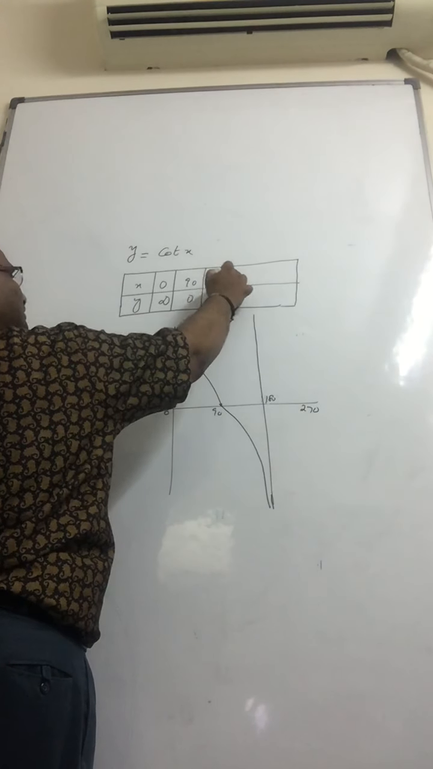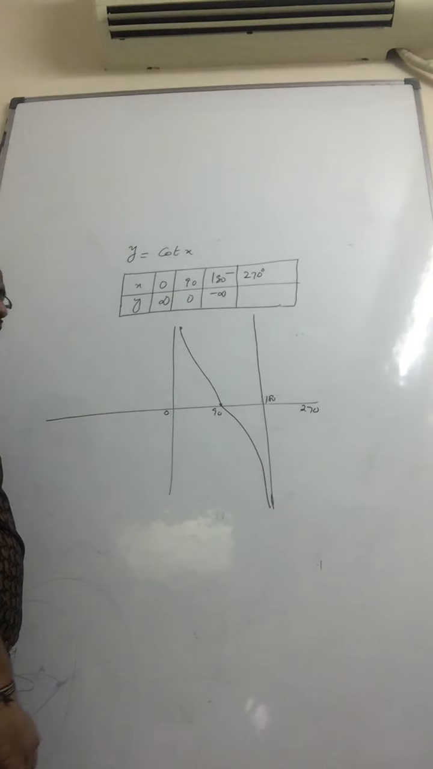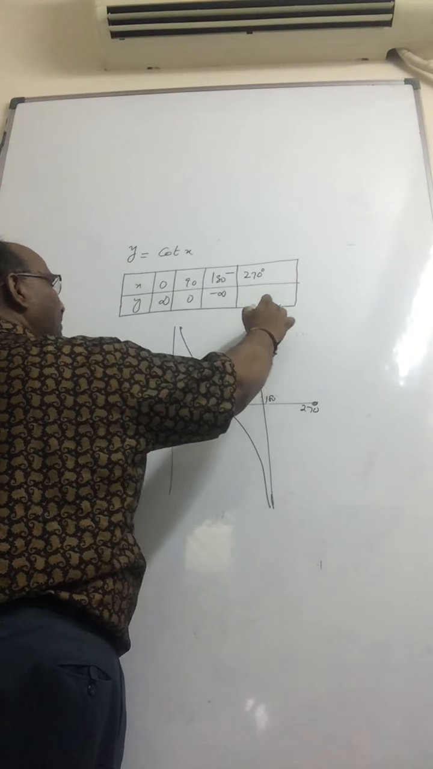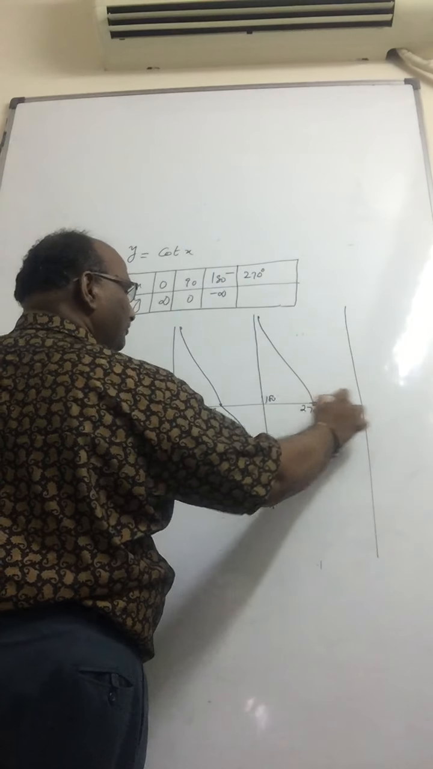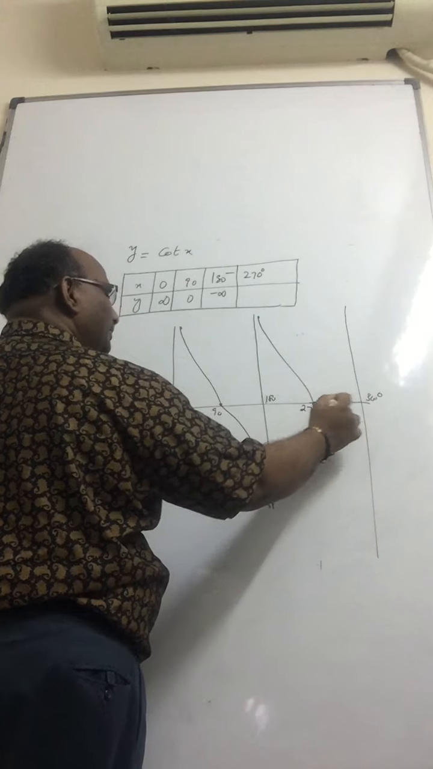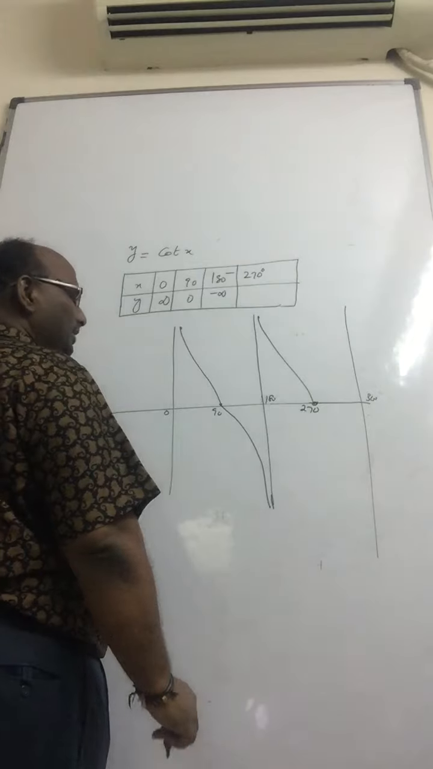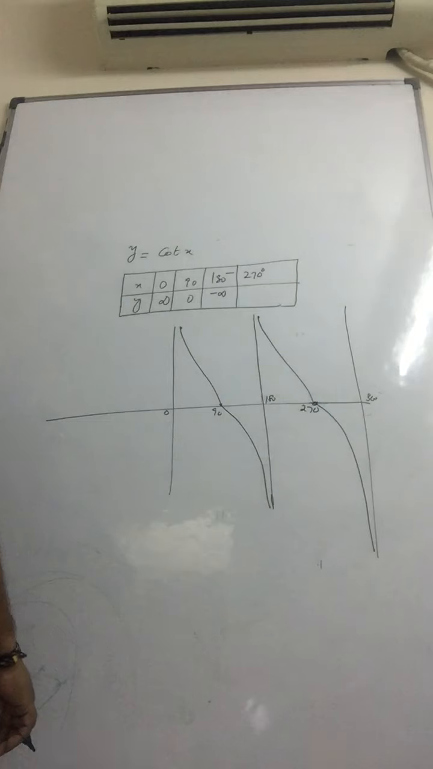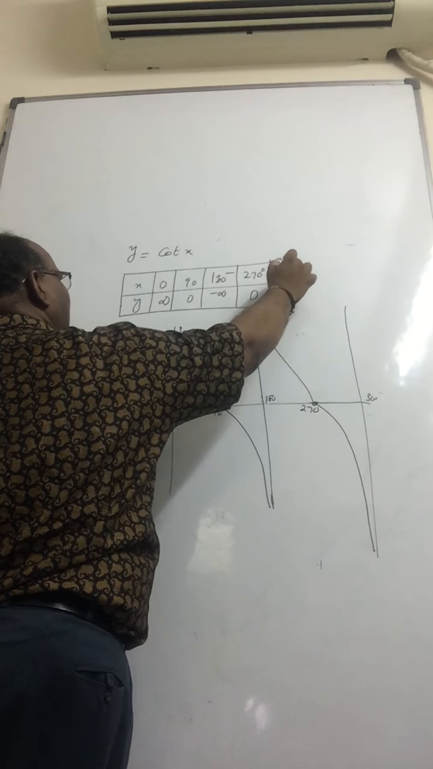At 270, right? Cot 270 is 0. For 180 plus, the third quadrant, cot is positive, and the graph goes like this. Again for 360, that is 270 to 360, the fourth quadrant, cot is negative, and cot 360 is again minus infinity. So this is how we draw the graph of cot x.